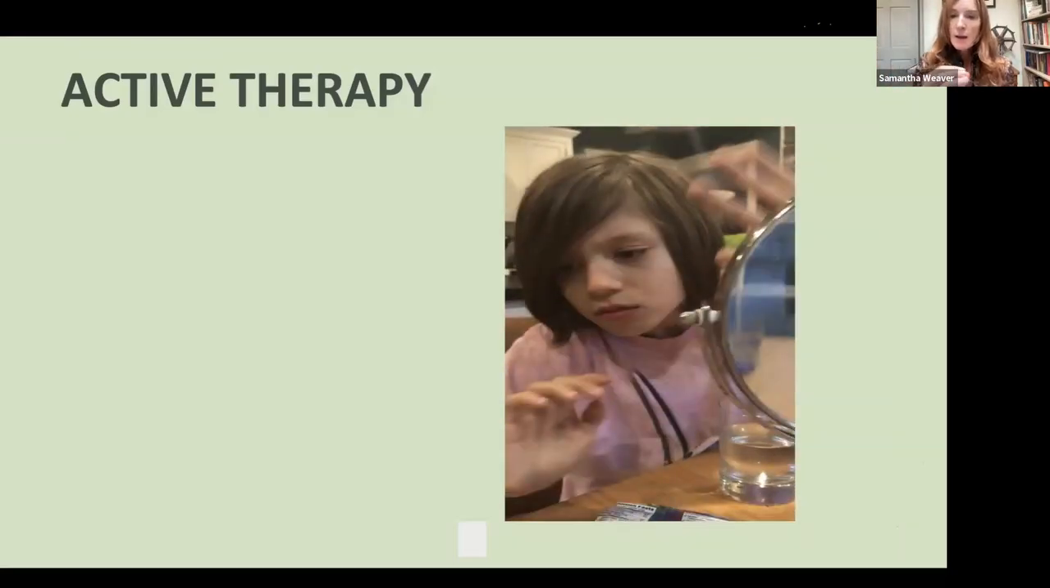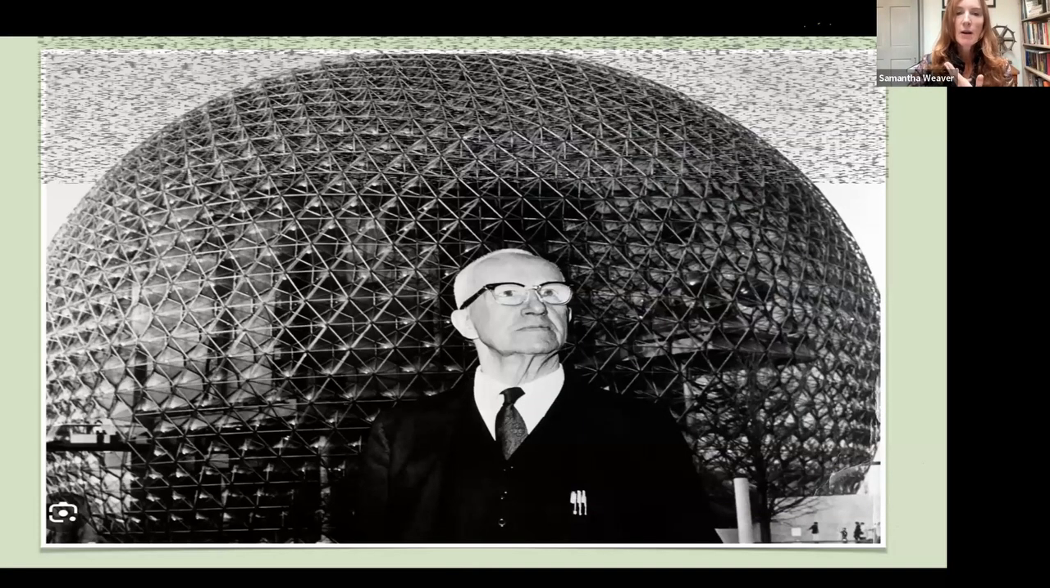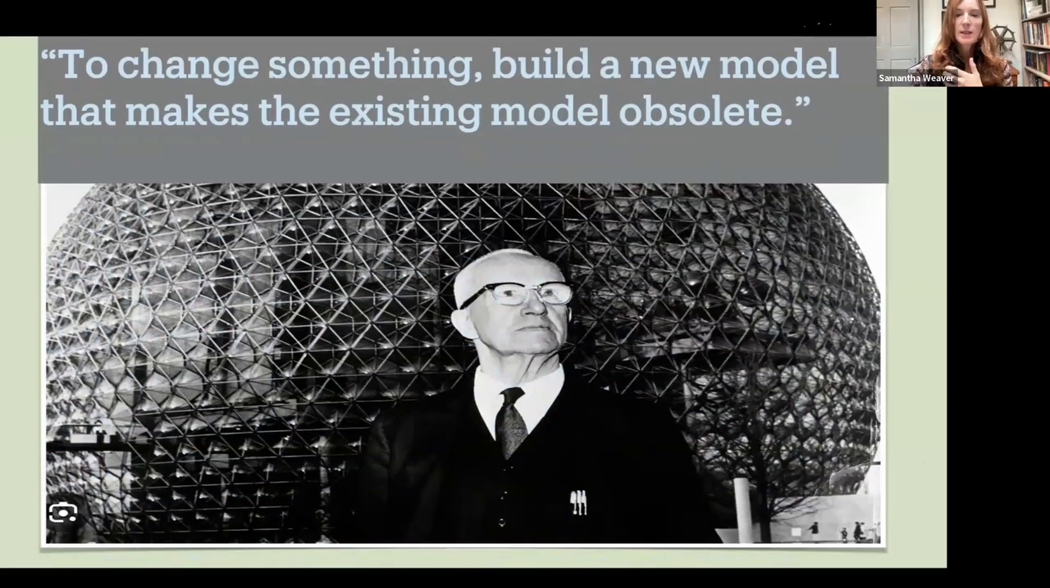And up until my introduction to Froggymouth, which, by the way, was a very slow, kind of circumspect understanding of the device, I was always using active therapeutic techniques to retrain the tongue. And Froggymouth and the team really brought in this principle around, how do we change things? Well, this is Buckminster Fuller. And again, to go back to that bridge analogy, to change something, build a new model that makes the existing model obsolete.